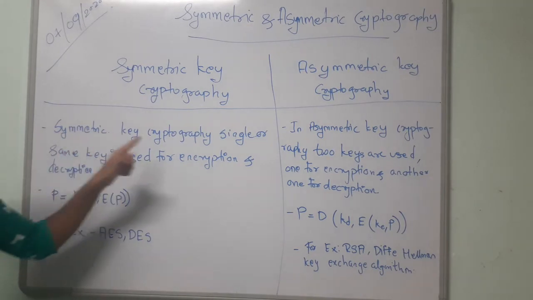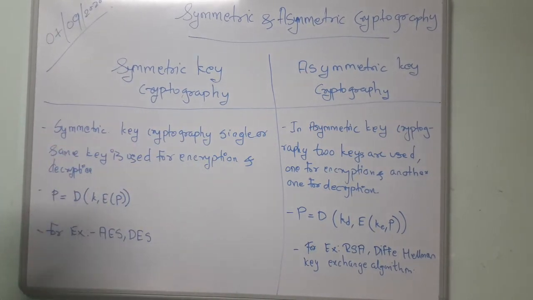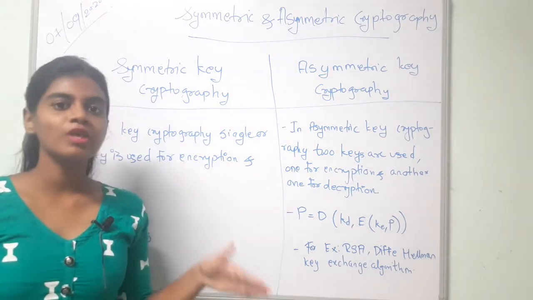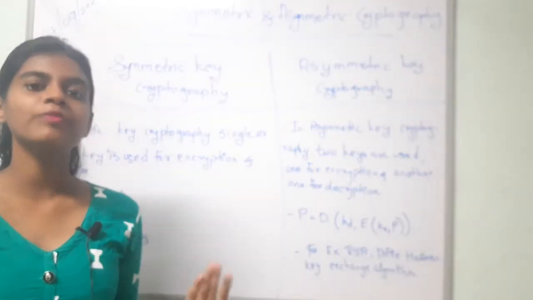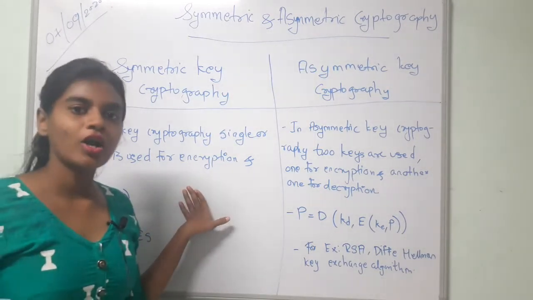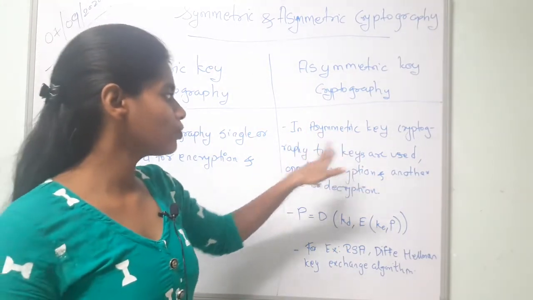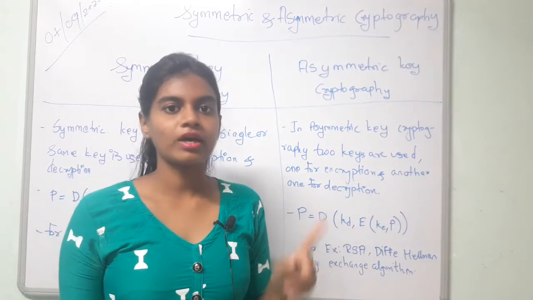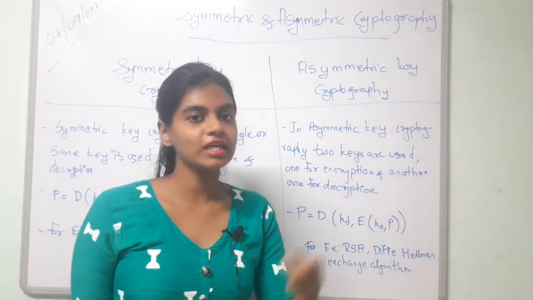In symmetric cryptography, a single, same key is used for encryption and decryption. As I told you, the same key is used for both purposes, to convert the plain text into ciphertext. So here the same key is used, that is the secret key. Symmetric cryptography is also called secret key or private key cryptography. In asymmetric cryptography, two keys are used, one for encryption and another for decryption. It is also called public key cryptography.